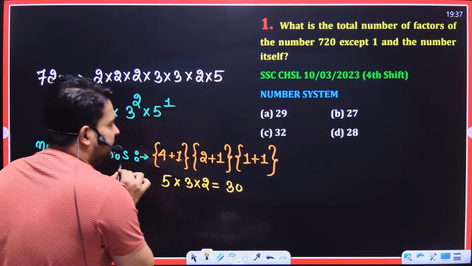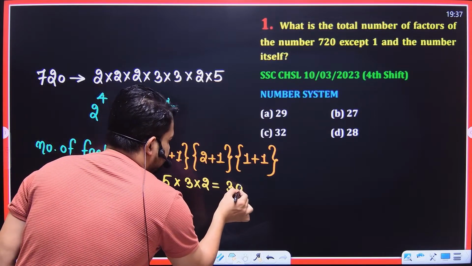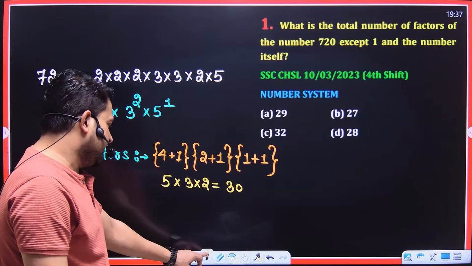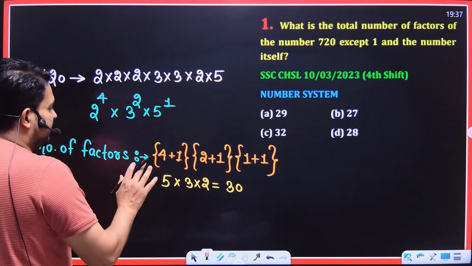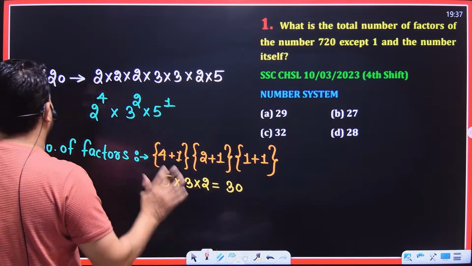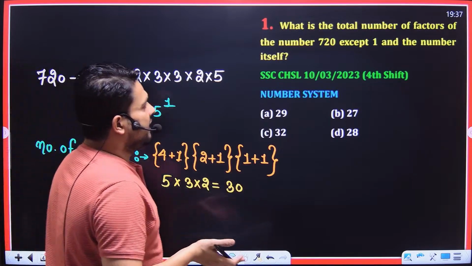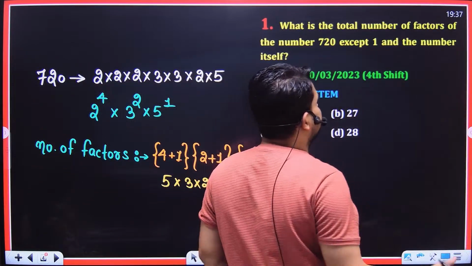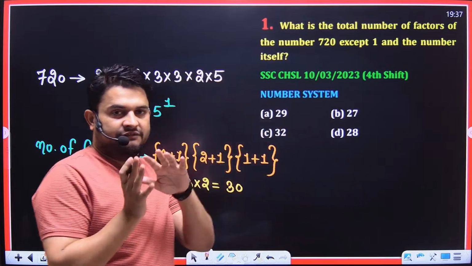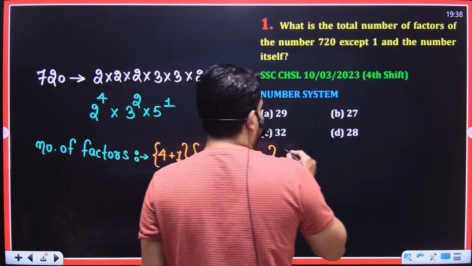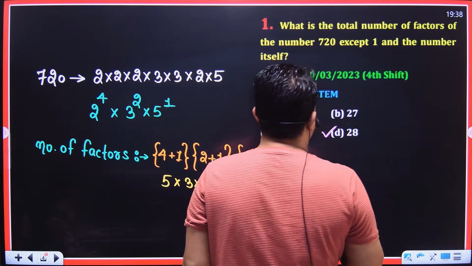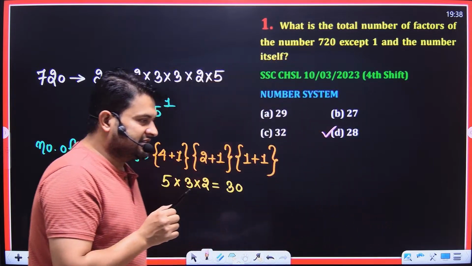The total number of factors is 30, but SSC has not given any option that is 30, so there is no chance of a silly mistake. In these 30 factors, we have 1 and we have 720, and we have to exclude them. So we subtract 2 from it. We have 28 factors in which 720 and 1 are excluded.